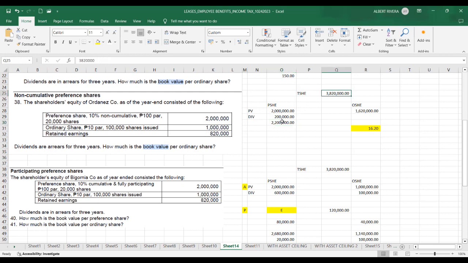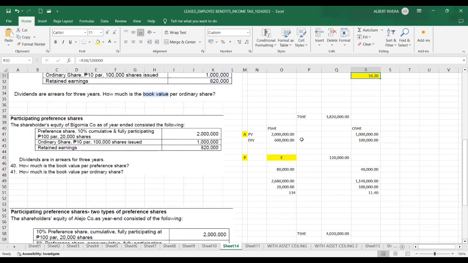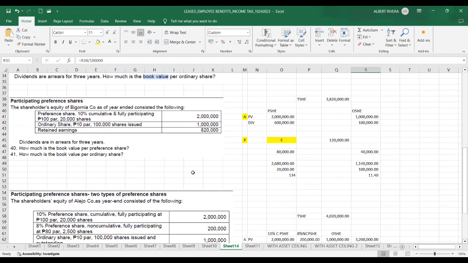3.82 minus 2.2, that is 1.62. This is the residue for the ordinary stockholders' equity. Divided by the 100,000 number of shares outstanding, so this is 6.20. Okay, let's go here to item 40.